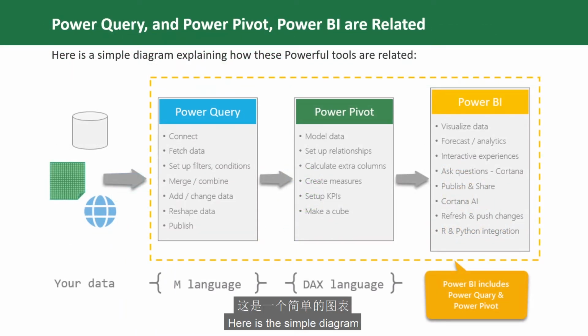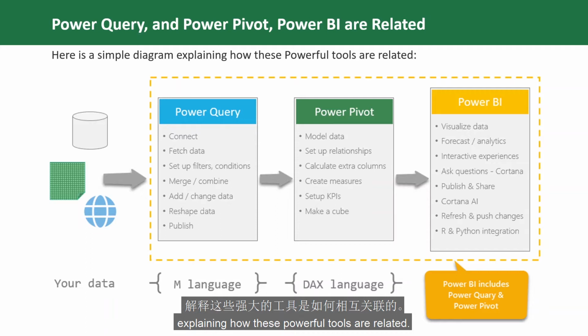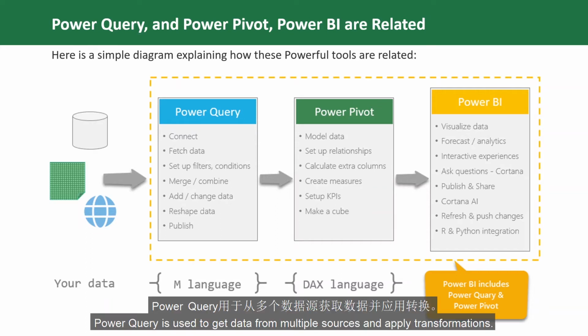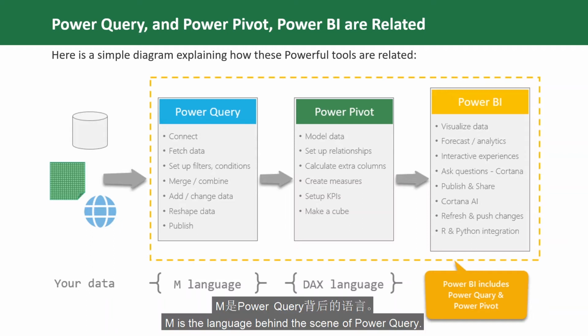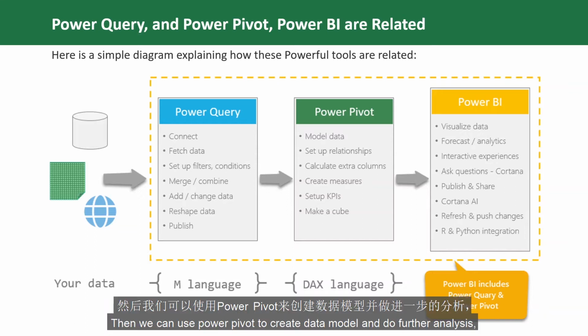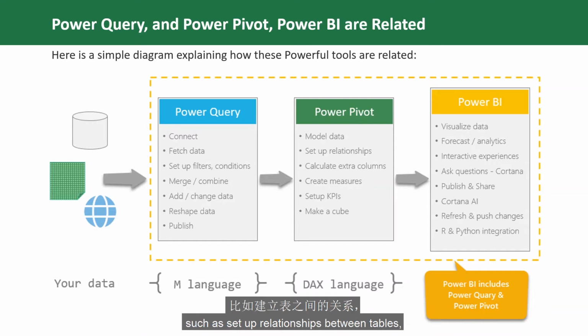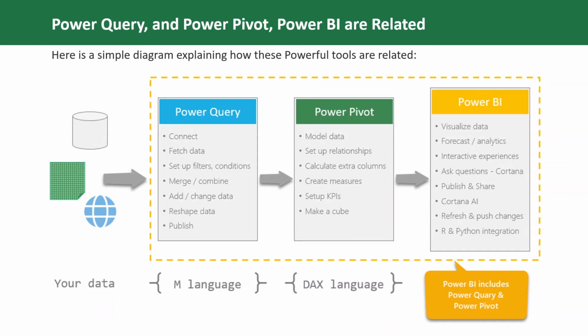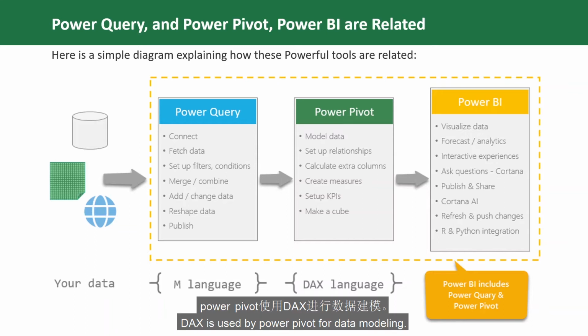Here is a simple diagram explaining how these powerful tools are related. Power Query is used to get data from multiple sources and apply transformations. M is the language behind the scenes of Power Query. Then we can use Power Pivot to create a data model and do further analysis, such as set up relationships between tables, create measures, set up KPIs, etc. DAX is used by Power Pivot for data modeling.